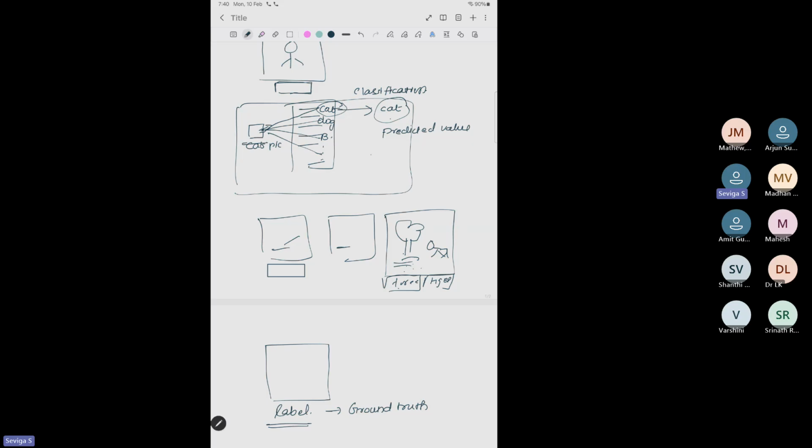So to the input, the label is called the ground truth. The one which comes after the prediction is called the predicted value or predicted label. So the goal of training is to match the predicted value to the ground truth. So this has to match the ground truth value.